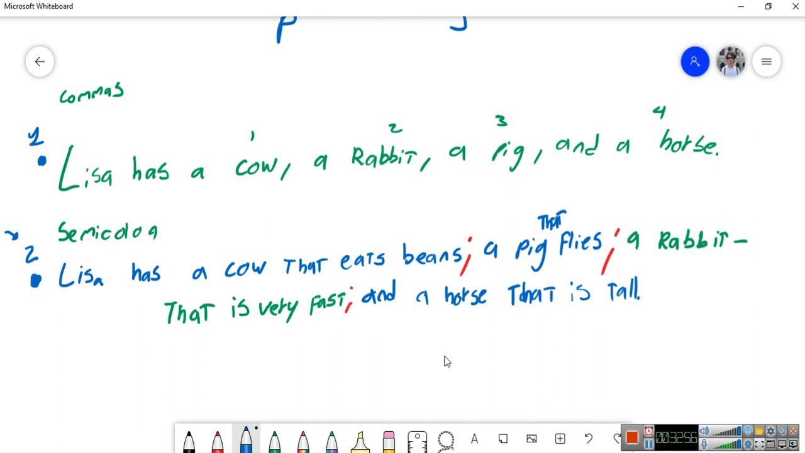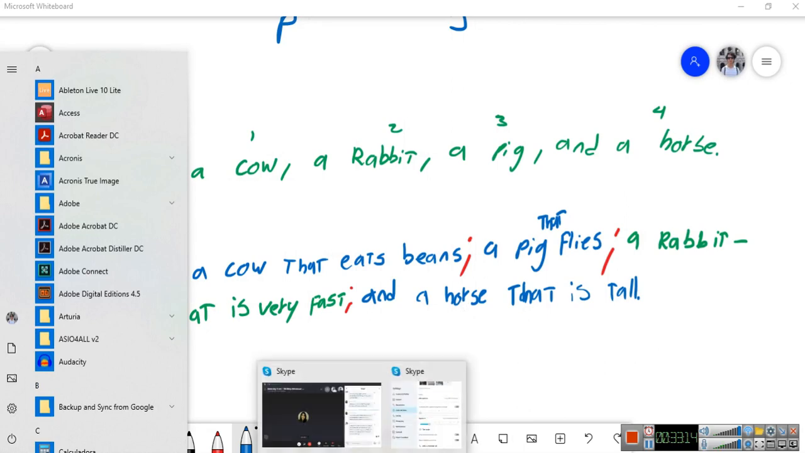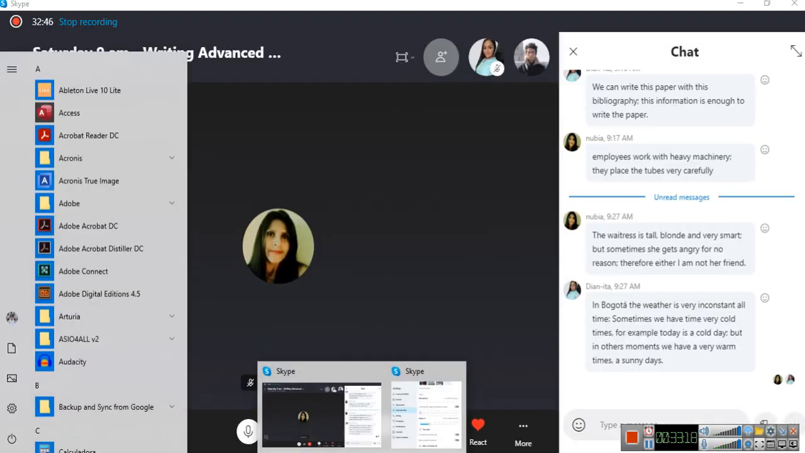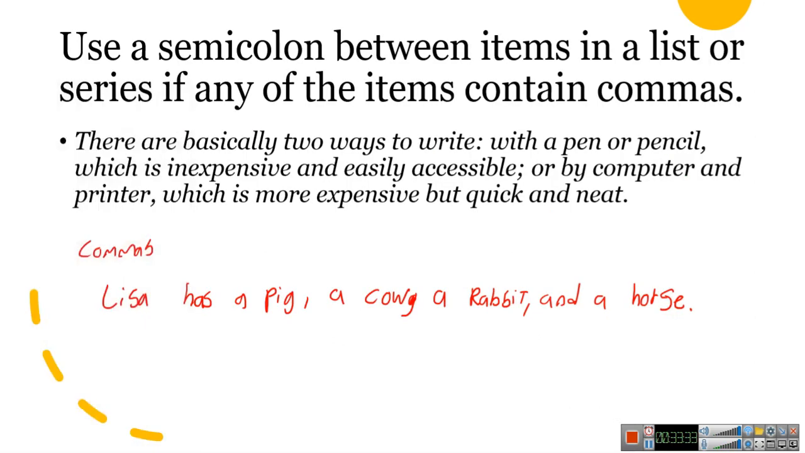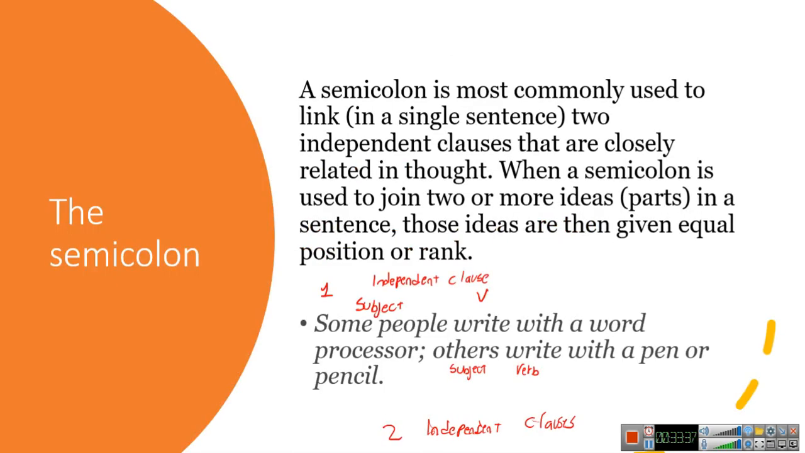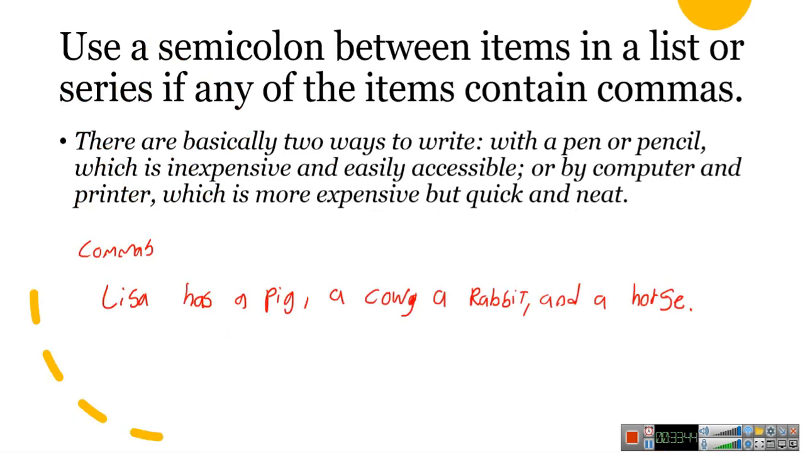So Lisa has a cow that eats beans; a pig that flies; a rabbit that is very fast; and a horse that is tall. This is when I use the semicolon. When I use lists that include more information about the subjects. So, I also want to ask Nubia. So Nubia, is that clear? Yes, with this example, teacher. Great. Because girls, when you do the SEPTO exam, most of the exercises that we talk about can be related to the style. So therefore you can argue, no, I don't have to use a semicolon right here. However, with this precise example, it is mandatory that we always use a semicolon. Okay. Now let's continue.